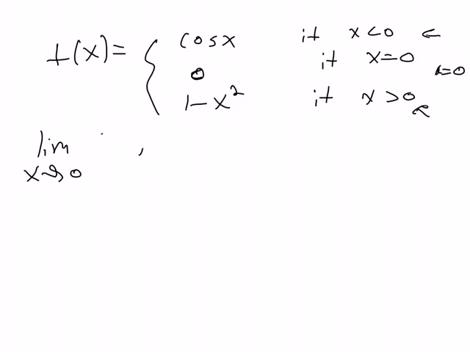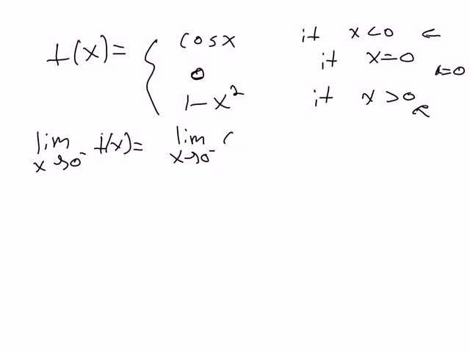So first we want to even know if we have a limit. Let's do the left first, actually. The limit as x approaches 0 from the left of f of x is equal to the limit as x approaches 0 from the left of cosine x, because when x is approaching 0 from the left, it's smaller than 0, and this is what we get when x is smaller than 0. This is equal to cosine of 0, which is equal to 1.